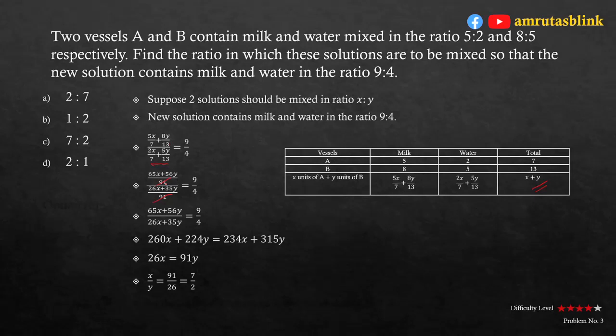Now what this answer means is you need to take 7 units of mixture from vessel A and mix it with 2 units of mixture from vessel B, so that the resultant mixture will contain milk and water in the ratio 9:4, and hence the required answer is 7:2, that is option number C.